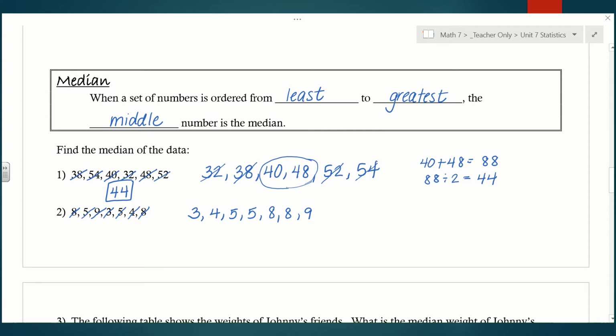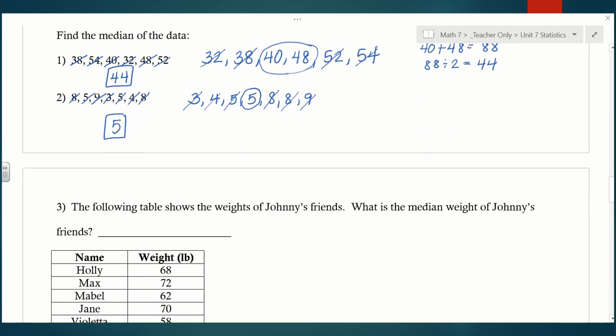Okay, so there's all of my numbers. To get the middle, I cross off from each end. And since there were an odd number of data values, I do end up having one number in the middle. So my median here is 5. All right, turn the page.